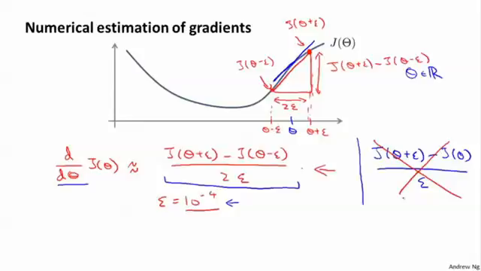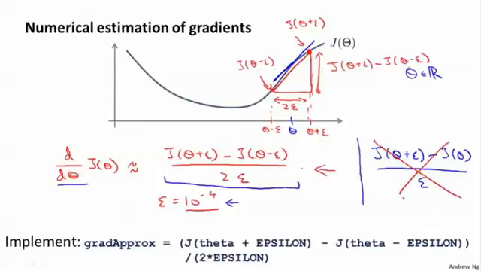So concretely, what you implement in Octave is the following. You implement code to compute grad approx, which is going to be our approximation to the derivative, as just this formula: J of theta plus epsilon minus J of theta minus epsilon, divided by 2 times epsilon. And this will give you a numerical estimate of the gradient at that point. And in this example, it seems like it's a pretty good estimate.